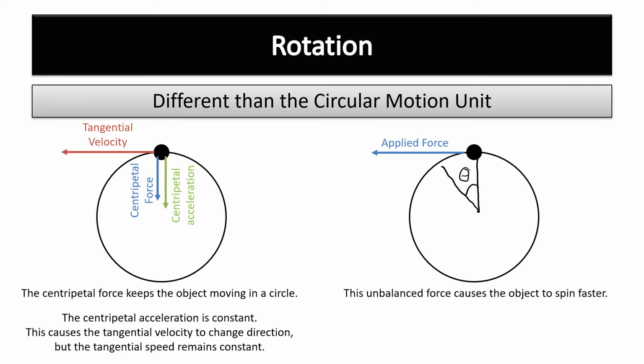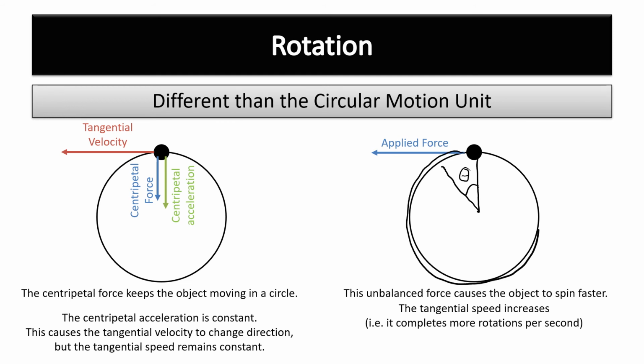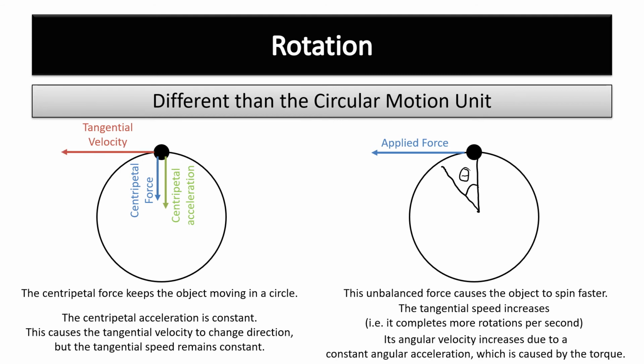That angle is how we're going to define how fast it spins. The tangential speed increases, it completes more rotations per second. So speaking of that angle, 360 degrees or 1 revolution or 2 pi radians. You might have heard radians in your math class before. We're going to use radians in this unit. We're going to use that to define the speed, how many rotations per second, instead of how many meters per second tangent to your radius. So it's a very slight difference there.